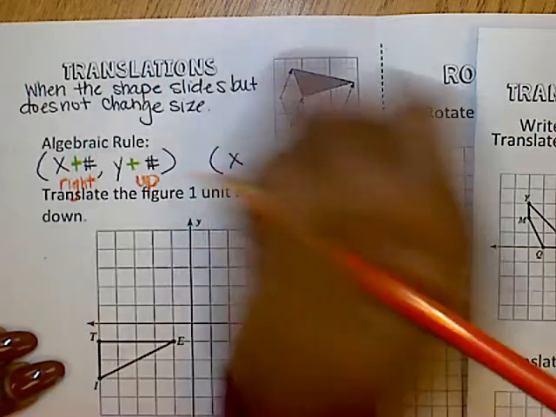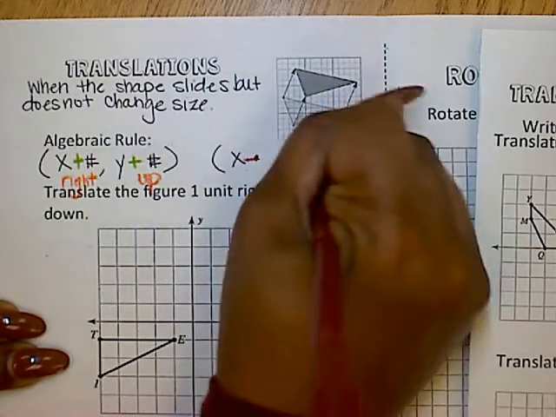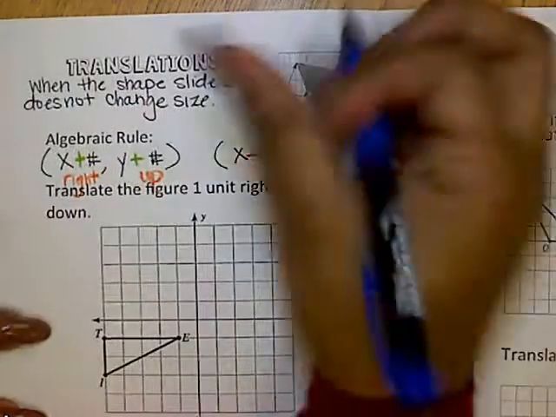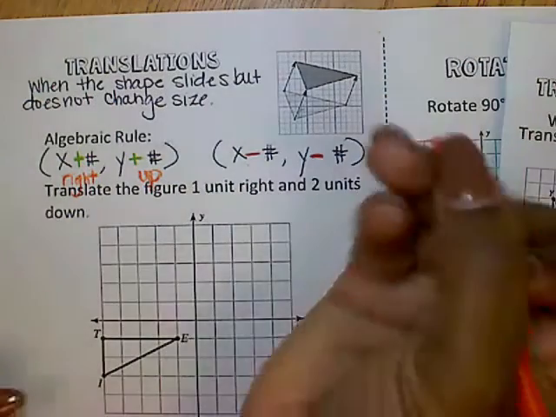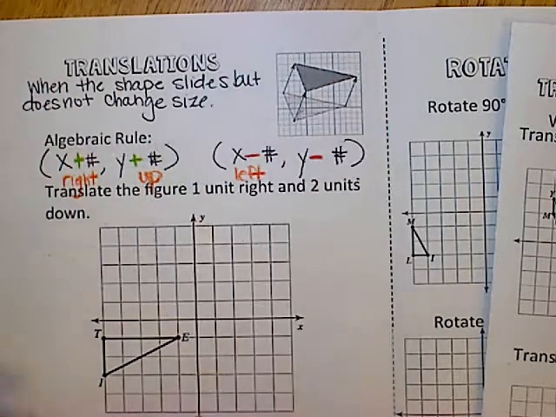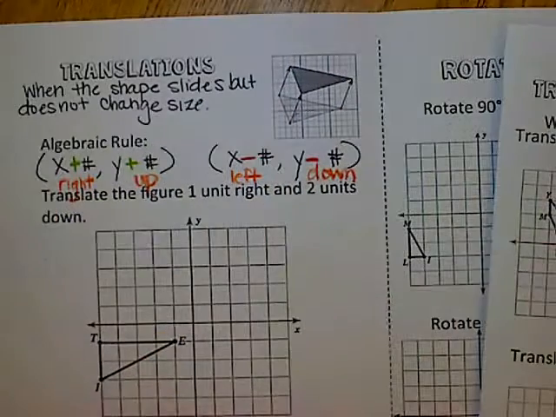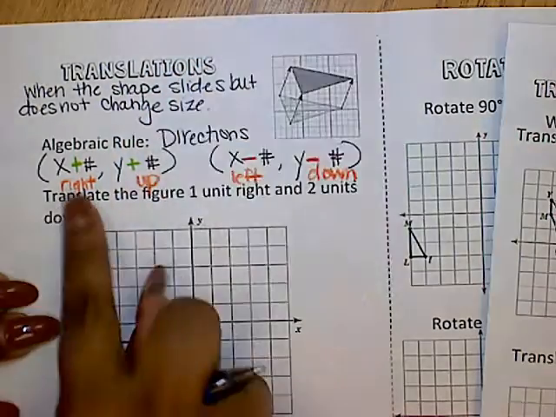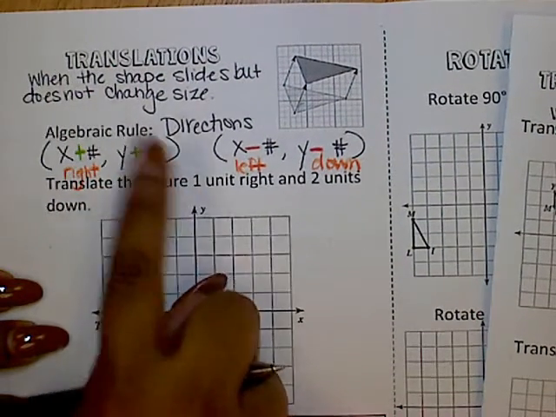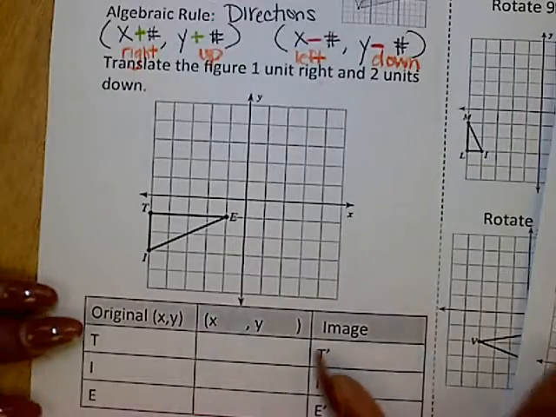So then it's the complete opposite for when you are subtracting. So if you're subtracting a number for your x values, you're actually going to be moving to the left. If you're subtracting for your y values, you're moving down. So these were just kind of like your directions. Okay? So just remember, adding to your x, you're moving to the right. Adding to your y, you're moving up. Subtracting from your x, you're moving left. Subtracting from your y, you're moving down. So we're going to practice that now.